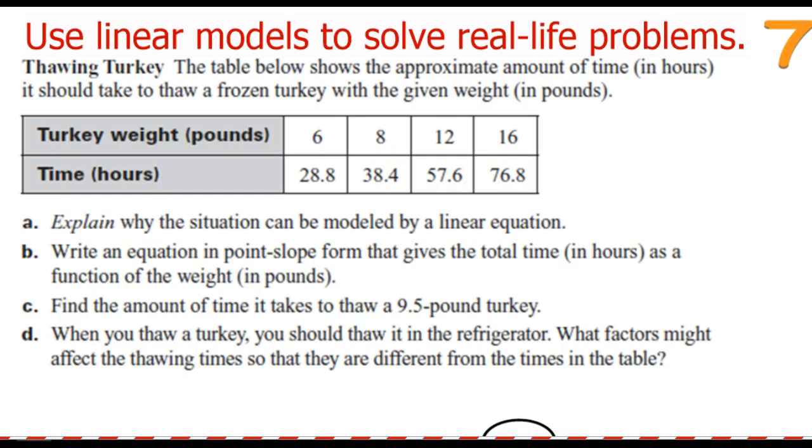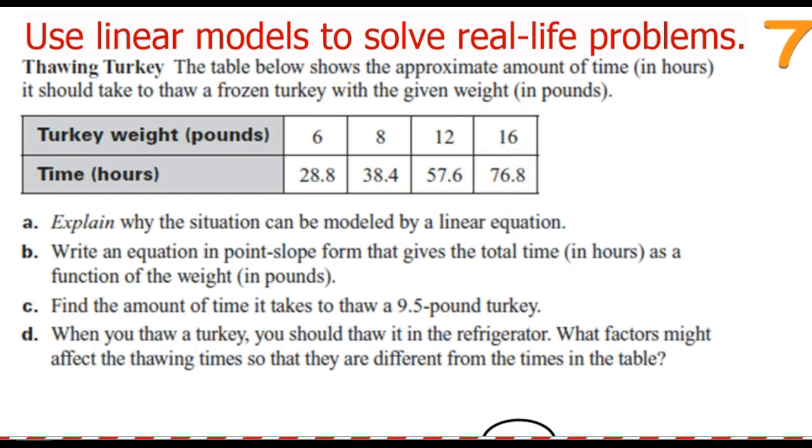Alright, since Thanksgiving is right around the corner, we're going to talk a little bit about thawing turkeys. It says the table below shows the approximate amount of time in hours it should take to thaw a frozen turkey with a given weight in pounds. Our turkey weight is in pounds. It goes 6, 8, 12, 16. And our time in hours, so 28.8 hours, 38.4 hours, 57.6 hours, and 76.8 hours.